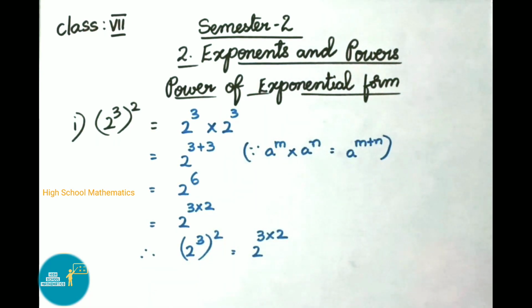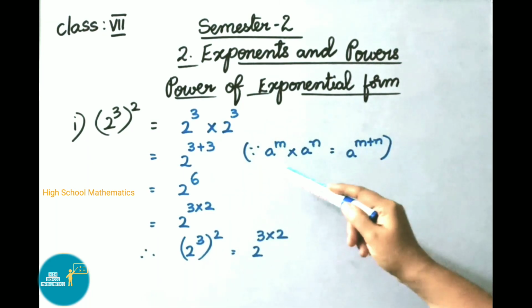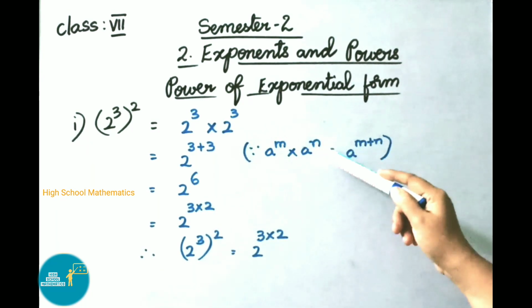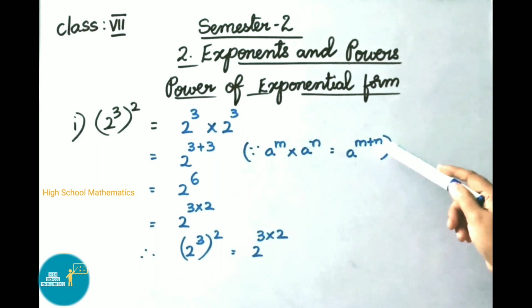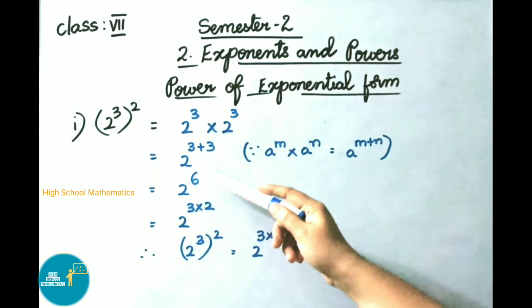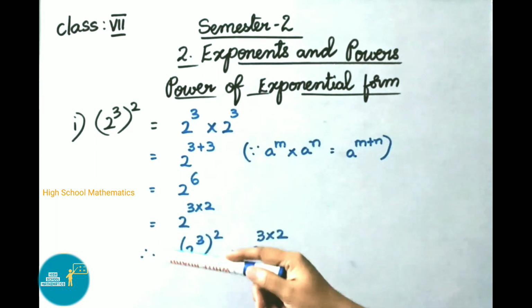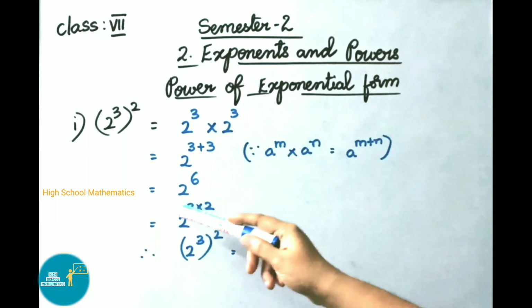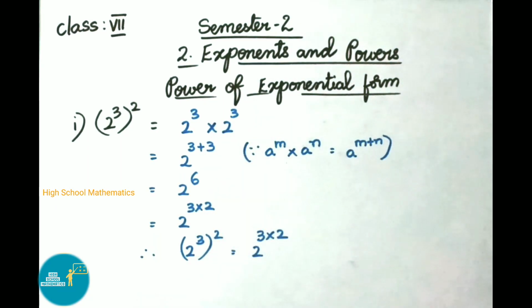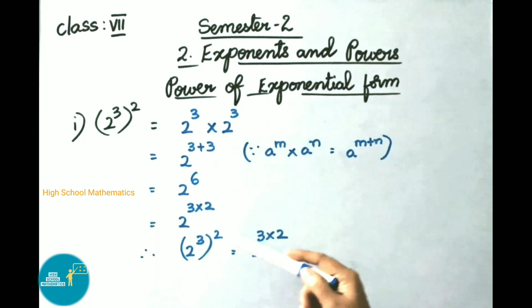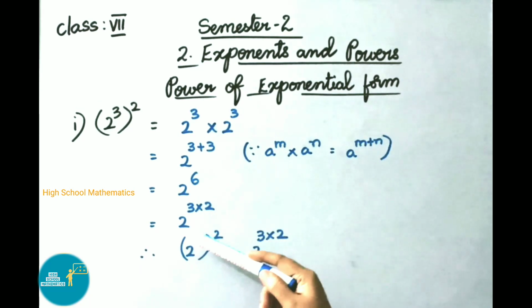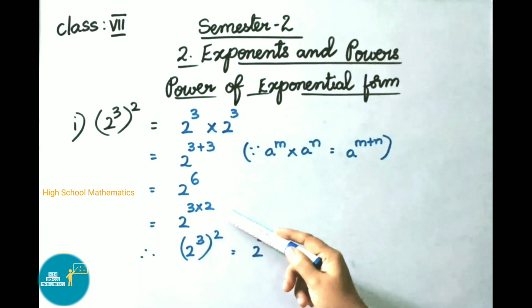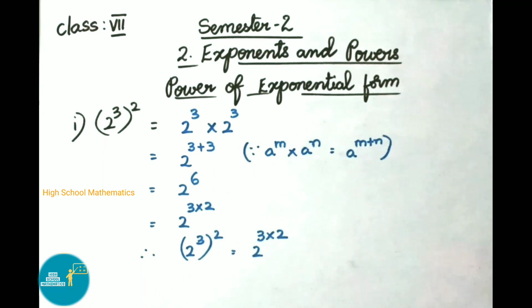That equals to, it is looking like formula a power m into a power n, that equals to a power m plus n. So we have written here 2 power 3 plus 3. That equals to 3 plus 3 means 6. So the answer is 2 power 6. 6 can be written as 3 into 2. So we have written 2 power 6 as 2 power 3 into 2. Therefore, 2 cube whole square is equal to 2 power 3 into 2.